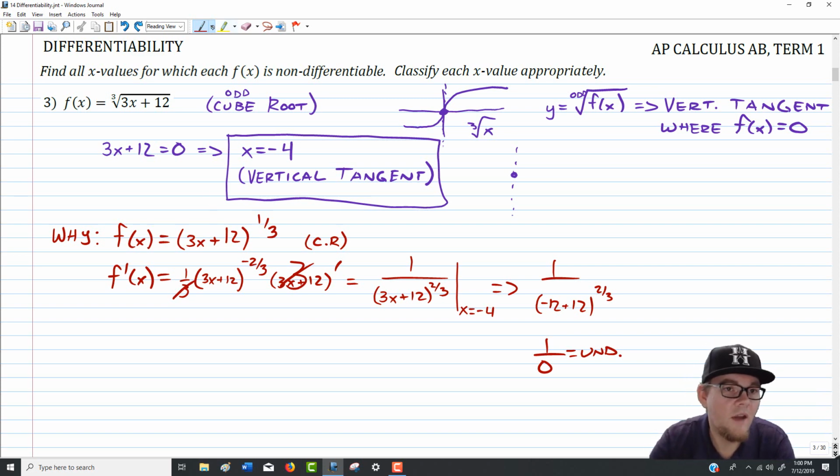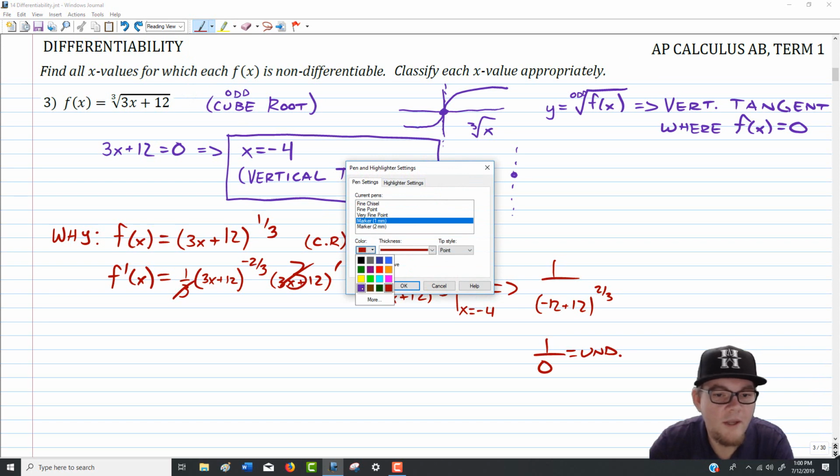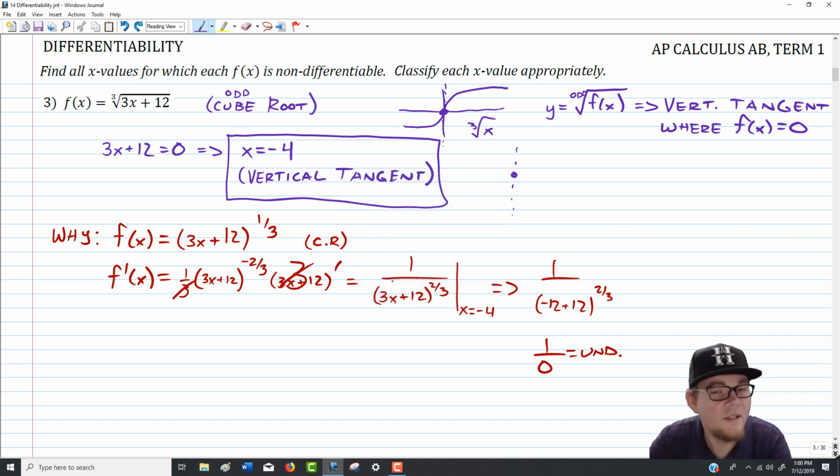So once again, the derivative explains the reasoning that otherwise you might just commit to memory. But it's nice to know why exactly this one works. So there you go. There is our odd root situation shown for you.